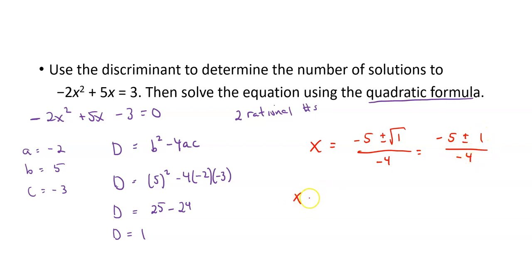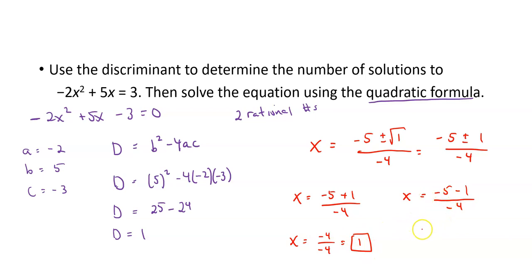So option number 1, x equals negative 5 plus 1 over negative 4. Option 2, x equals negative 5 minus 1 over negative 4. So negative 5 plus 1 is negative 4. Negative 4 over negative 4 is 1. Over here, negative 5 minus 1 is negative 6. Negative 6 over negative 4 is positive 3/2. So those are my two solutions. x equals 1, x equals 3/2.